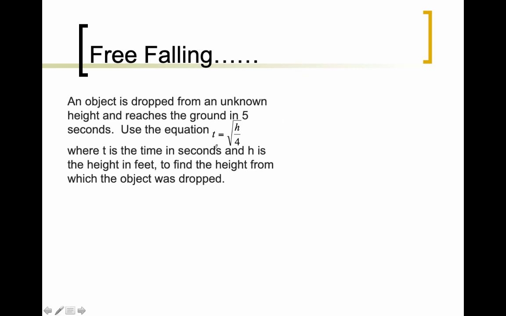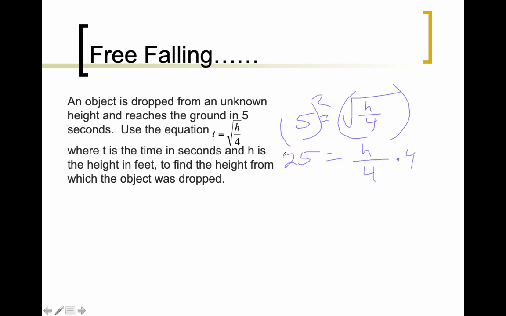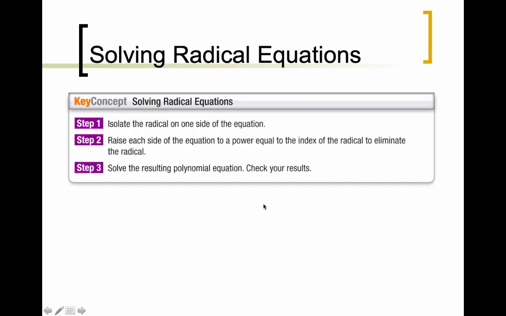Over here now, we've got an object is dropped from an unknown height and reaches the ground in 5 seconds. That's a time, 5 seconds. Use this equation where t is the time, h is the height, to find the height. So I'm going to say 5 equals the square root of h over 4. Well, the first thing we're going to do is square both sides. And that sets it free. And then we multiply by 4, and look at that. We were 100 feet high when we dropped our object. Hopefully it didn't hit anybody in the head.